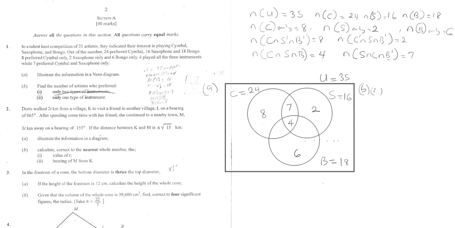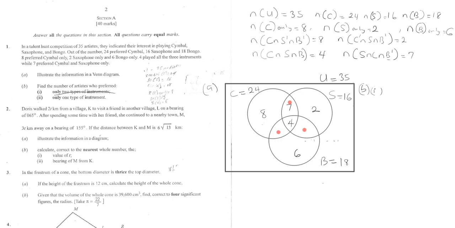To get only 2 types of instrument, look at this. This is very, very important. Let me give this a little bit of color. This is the number of people that play only cymbal and saxophone. This one here. So this is 2 instruments. This circle, this instrument, cymbal and saxophone, that is 2 instruments. Another 2 instruments that you can see here is this one and this one. These are those people that play 2 instruments only.